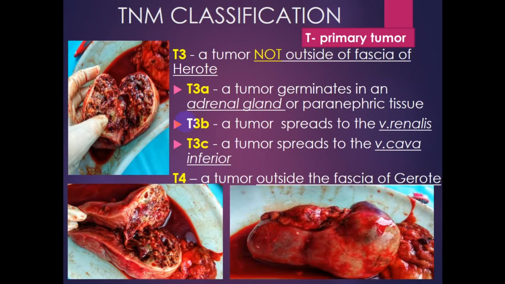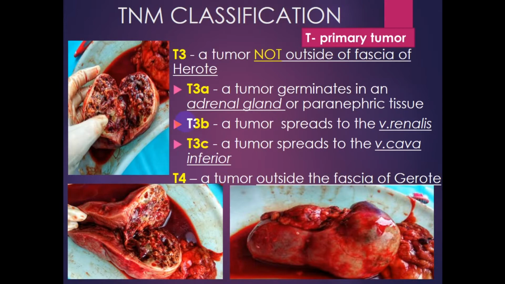So this is T3A. T3B is when the tumor spreads to the renal vein. T3C is when this tumor is large and it spreads already to the inferior vena cava. So the movement of metastasis in these cases is well spread and very dangerous.